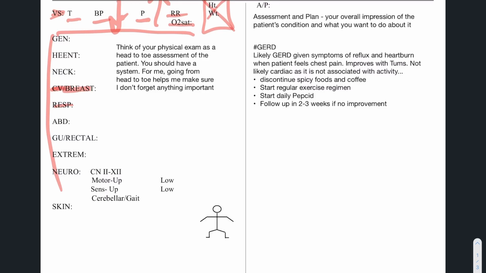Respiratory, listening to the lungs, obviously, and what you want to listen for is do they have normal breath sounds? Are they having crackling sounds? Are they having like wheezing or snoring type sounds? All of those will tell you there might be something wrong with the lungs themselves.